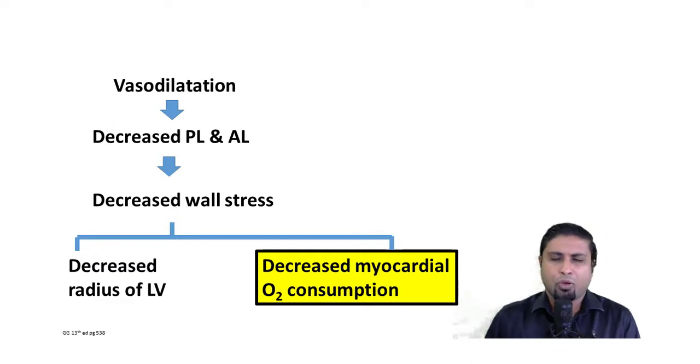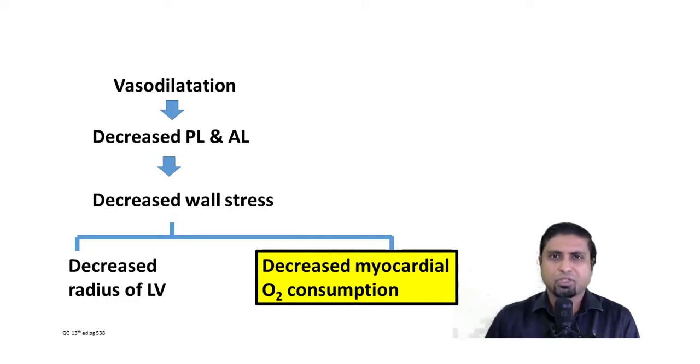Importantly, wall stress happens to be one of the major determinants of myocardial oxygen consumption. And when digoxin reduces the wall stress, it reduces myocardial oxygen consumption as well.